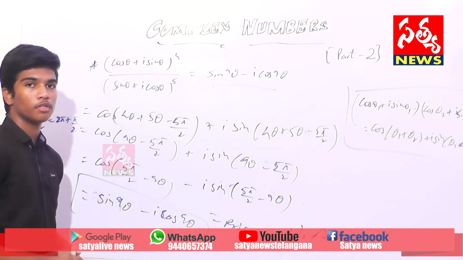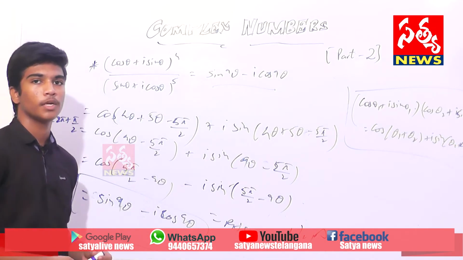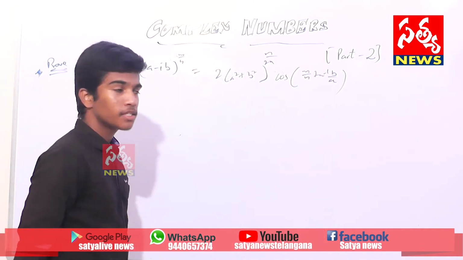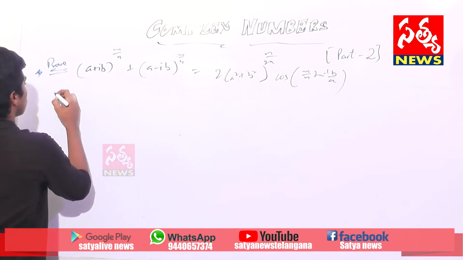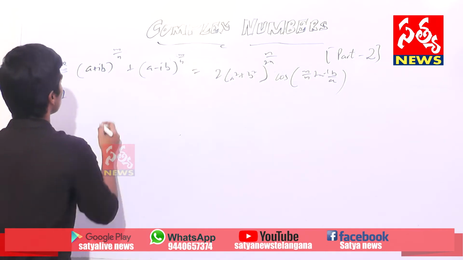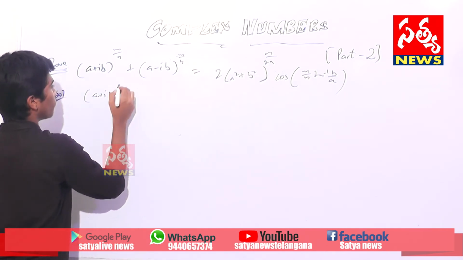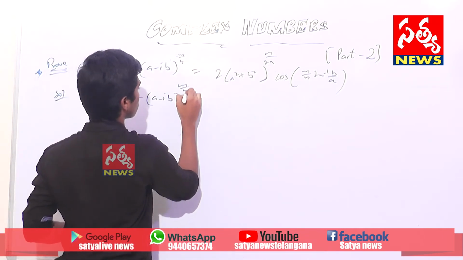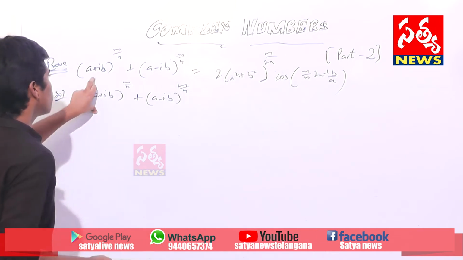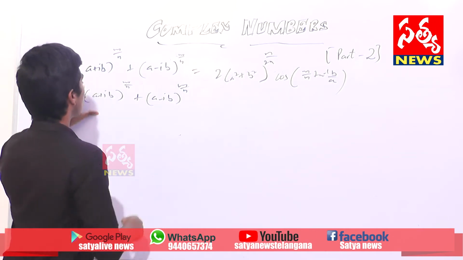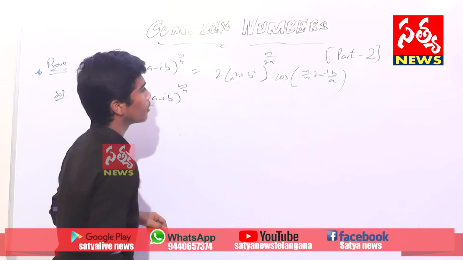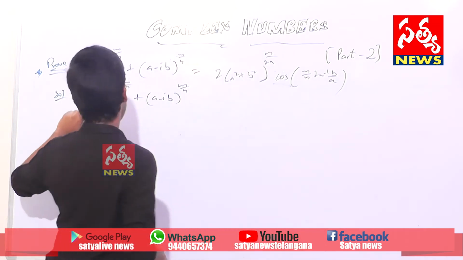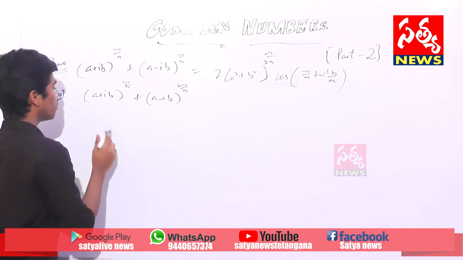I have given this problem in the description, you can check there also. And there is one more problem, we'll solve it. Solution: (a plus ib) whole power m minus n plus (a minus ib) whole power m minus n. Here in the LHS, the expression is in the form of a and b, but here we got cos and tan inverse. So I am going to change this a and b into cos and sin.